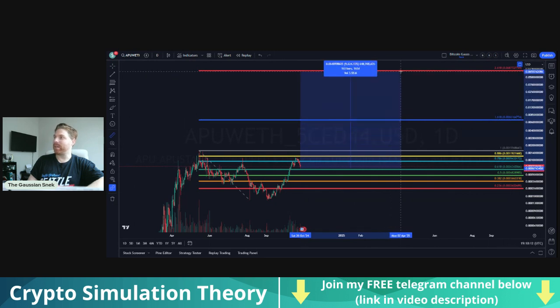So if best case scenario we get to the 2.618, which I don't know if that's going to happen, I don't know, could, right? That is a 100x. Okay, so somewhere between a 10x and a 100x. That's my price prediction. And I would say it definitely could get up into this region. I think a 30 to 50x and potentially 100x for APU is possible.